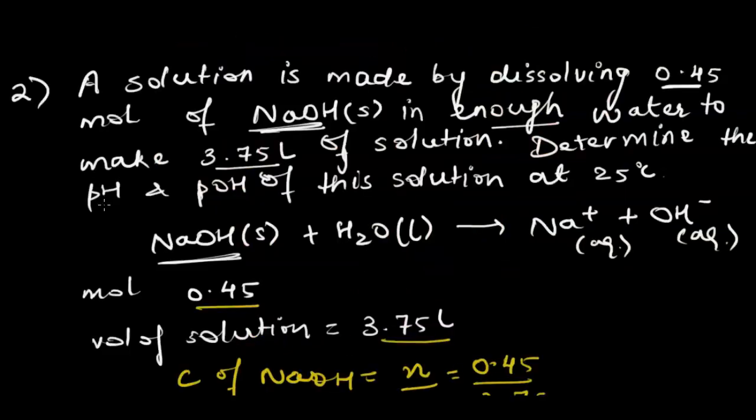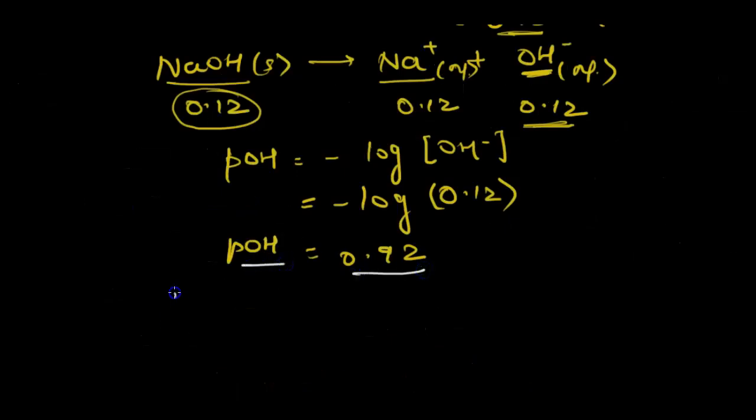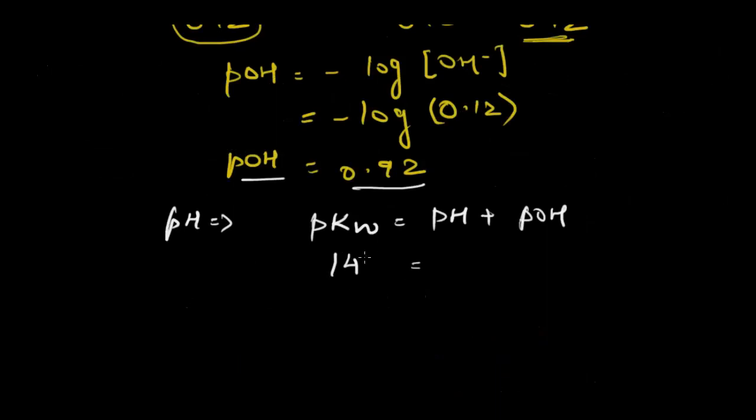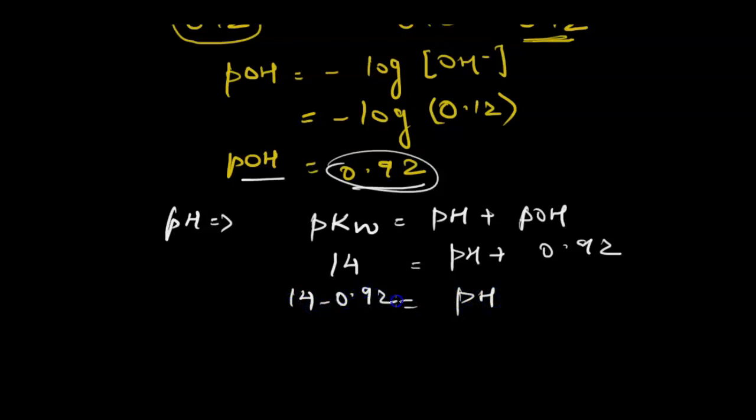In the question, we are asked to determine pH and pOH. We've already solved for pOH. To find the value of pH, we use the formula pKw equal to pH plus pOH. As the solution is at 25 degrees Celsius, we can put in the value of pKw as 14. To find the pH value, we substitute pOH as 0.92 and isolate for pH. That gives us 14 minus 0.92, and that is equal to 13.08.